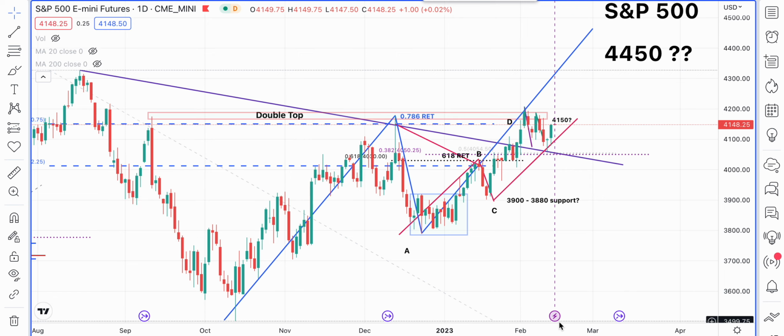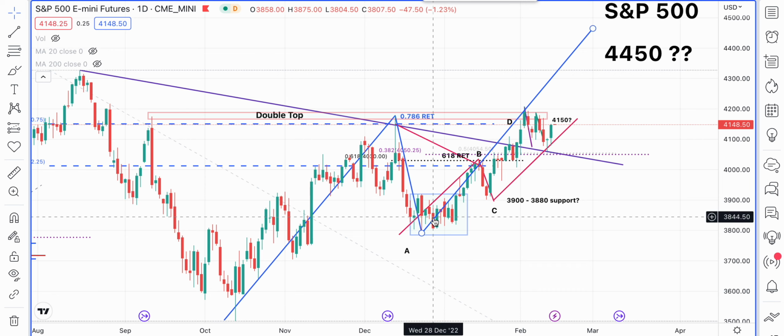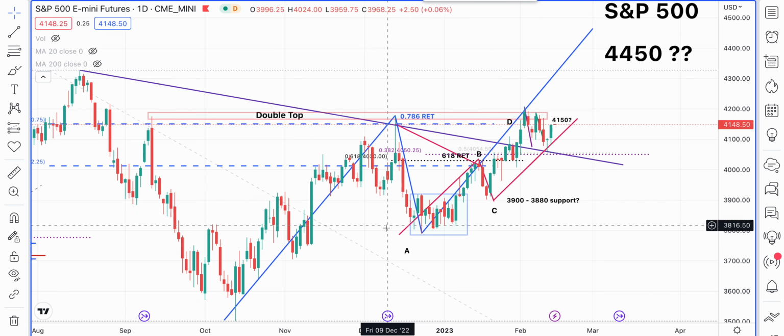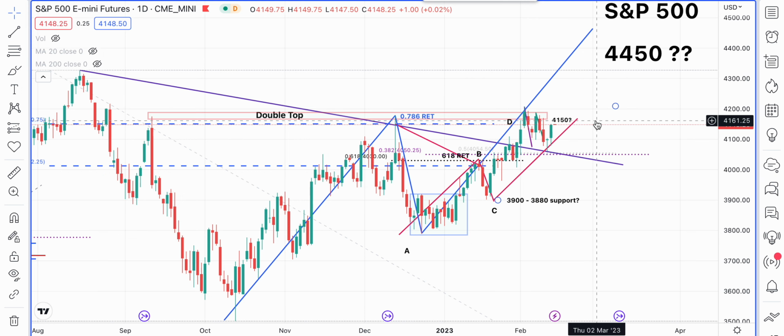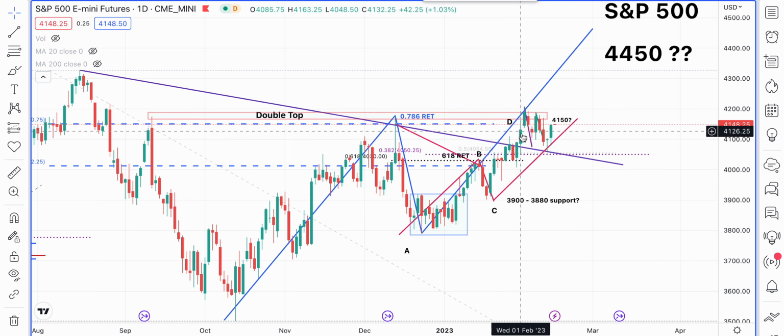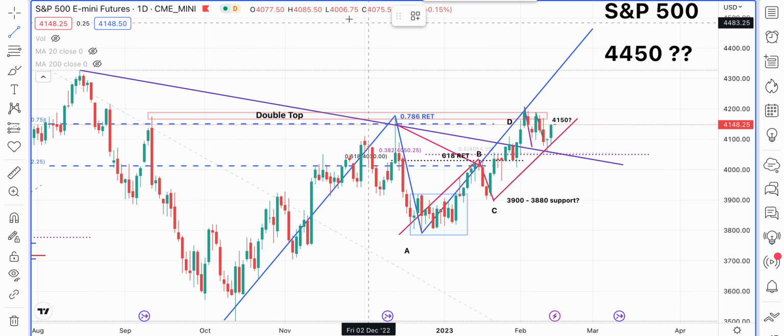We are taking a look at the daily chart of S&P 500 E-mini futures. What we have been following in this market is we had a target of 4150 based on this ABCD described in these red lines. That target was met, and we have had a correction in the marketplace, which also took the form of an ABCD. Let me try drawing it for you.